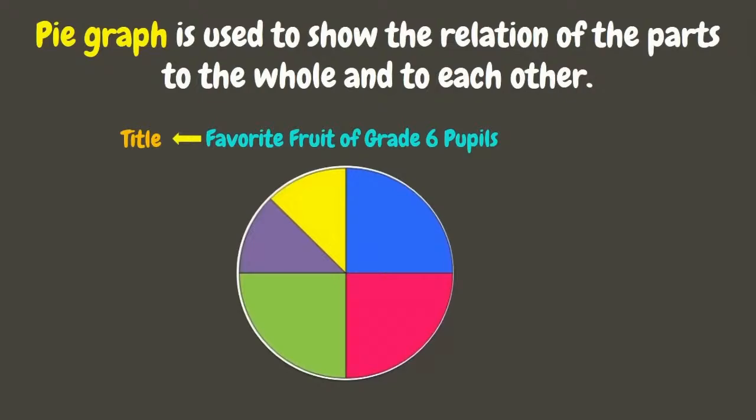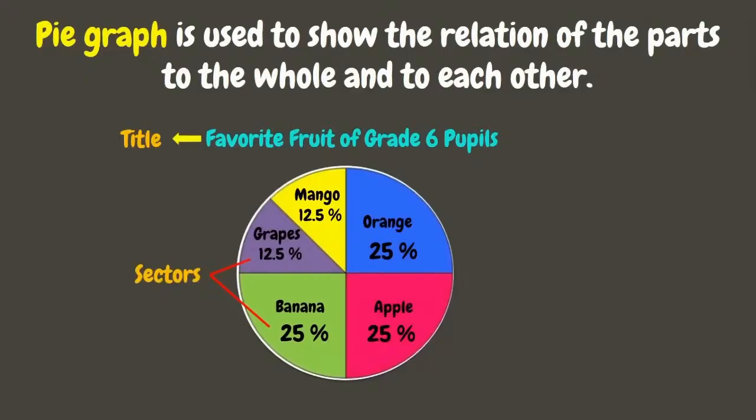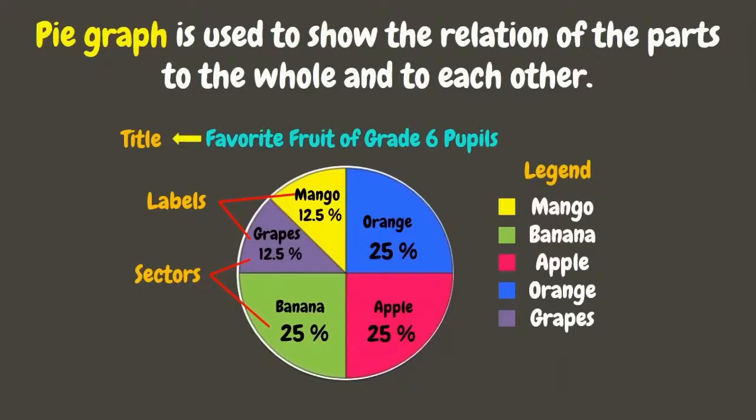In a pie graph, the circle is divided into parts according to the percentage of each item. The percent, which shows what part of the whole is being represented, is called a sector, while the names of the items or categories are the labels, which can also be shown in the form of a legend. Now that you already know what a pie graph is, let us make a pie graph.